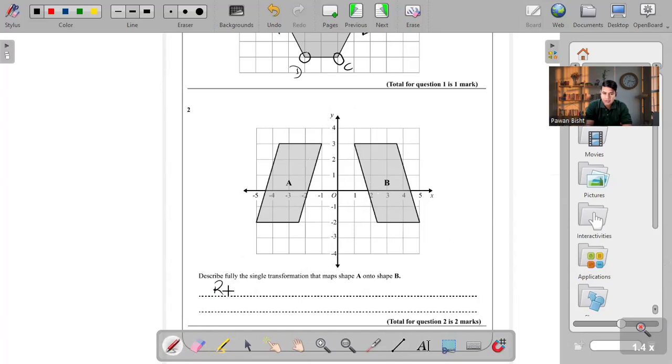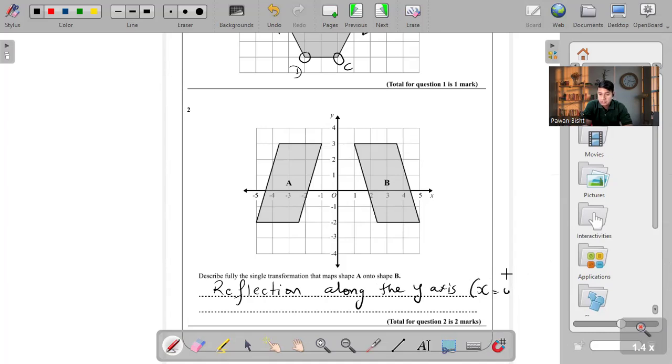We will write reflection along the y-axis. Many students don't know what the equation of the y-axis is. We know that on the y-axis all x coordinates are 0. So what is the equation of the y-axis?